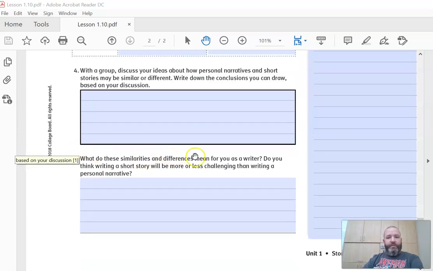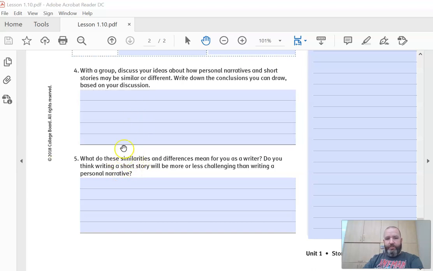What do these similarities and differences mean for you as a writer? Do you think writing a short story will be more or less challenging than writing a personal narrative? Okay, so if you're making stuff up, is that harder or easier? Some people are going to, depends on what kind of writer you are. Okay, we'll talk about some of this stuff during our synchronous time as well, but make sure you think about it beforehand so we can have good conversations.